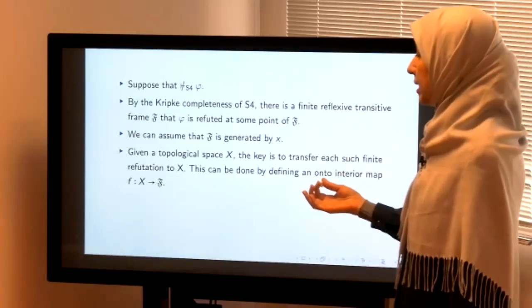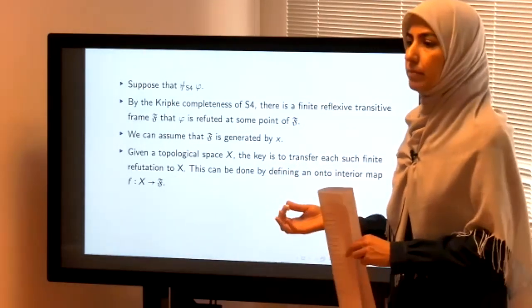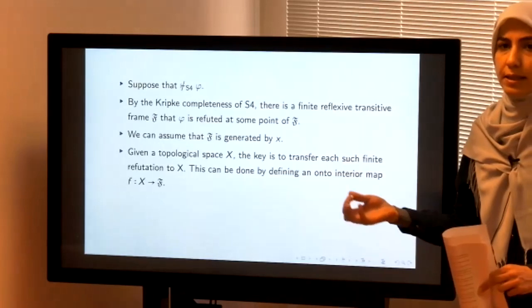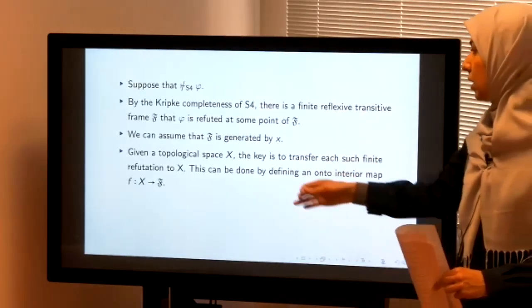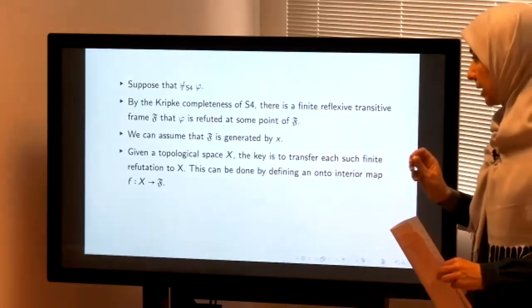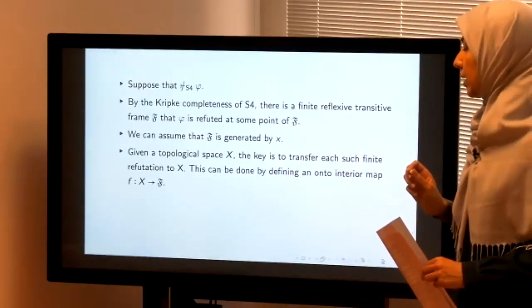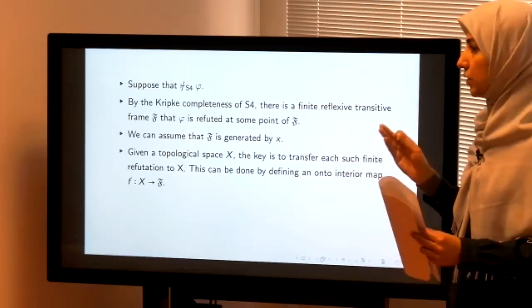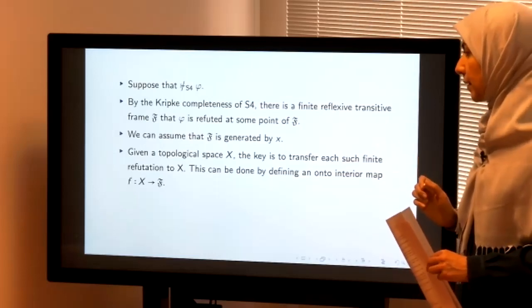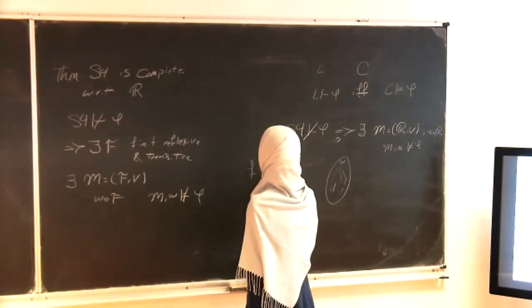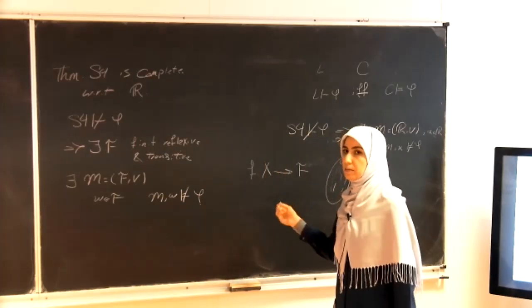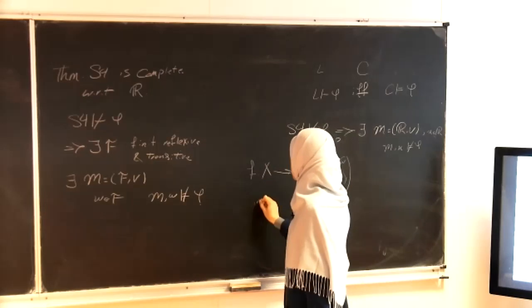Given any topological space X, if we want to prove the general case of the McKinsey and Tarski theorem, I mean, for any dense-in-itself metrizable space, or in this case for R, the key point of the proof is that we have to transfer each such finite frame to a subset of X. I mean that we have to define a function f from X to F, which is a bounded morphism, or interior map in topological spaces.